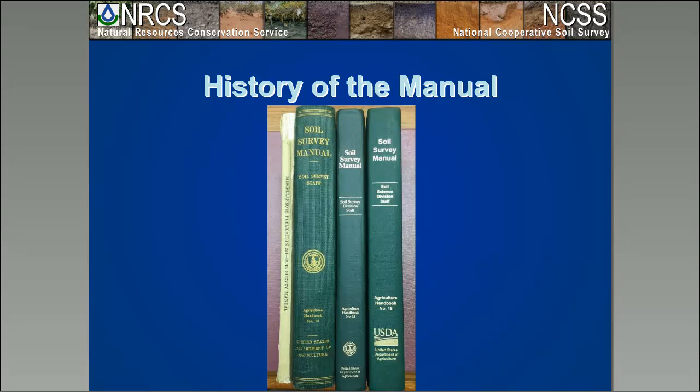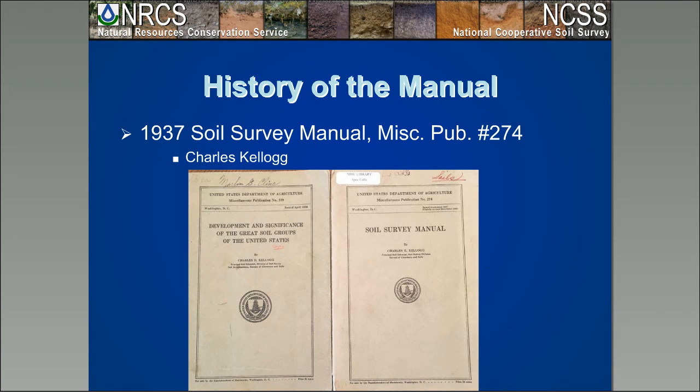So we'd like to start out with history. Where did it come from? And here are the 4 Soil Survey Manuals side by side. The first one on the left that you can hardly see, it's thin, was generated in 1937. Then we have the one next to it that was generated in 1951. Then next to it is the 1993 version. Then the one that we'll be discussing mainly today, and that's the 2017 version.